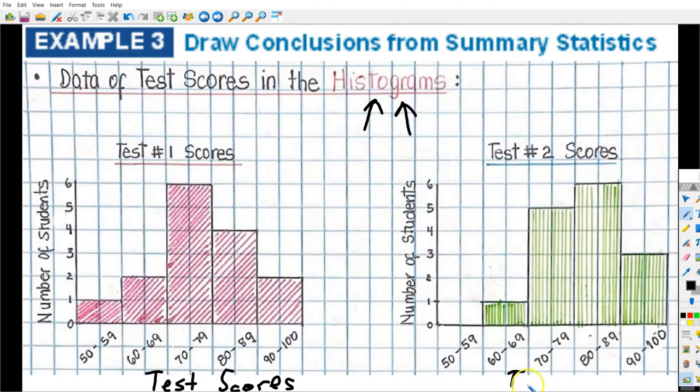Sorry about the poor handwriting, but I'm trying my best. All right, test scores. So, hurry up, pause, copy down all of this information. There will be questions on the next slide about this information. So you look at these histograms, and then you're able to answer the problems from the information that they're showing. Okay. Let's move on.